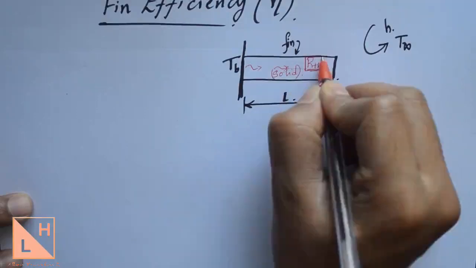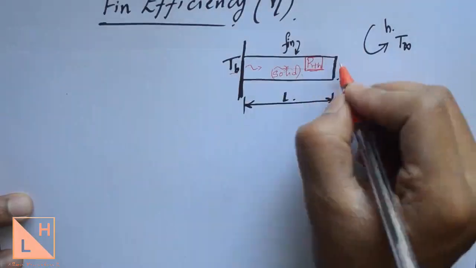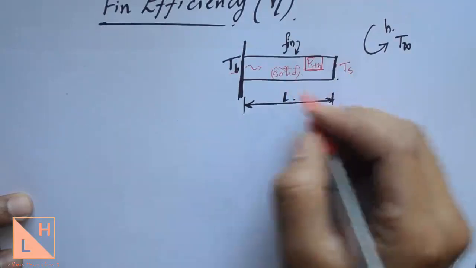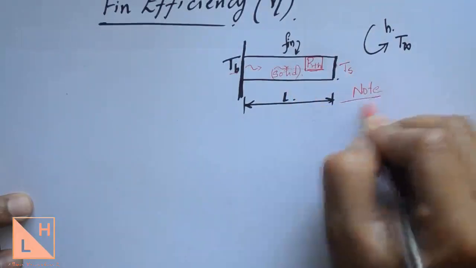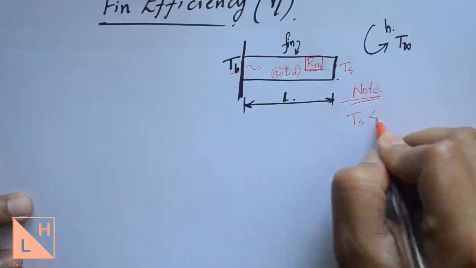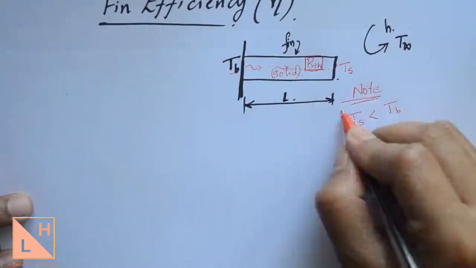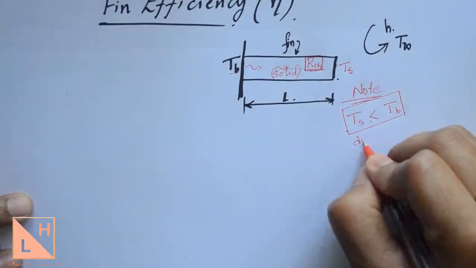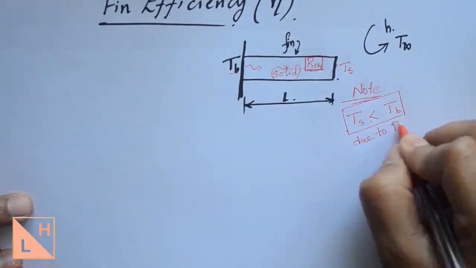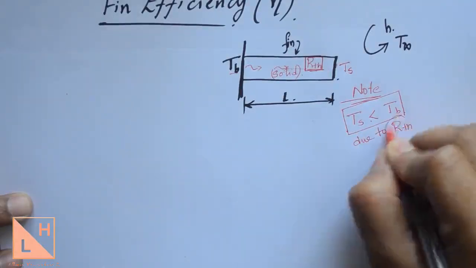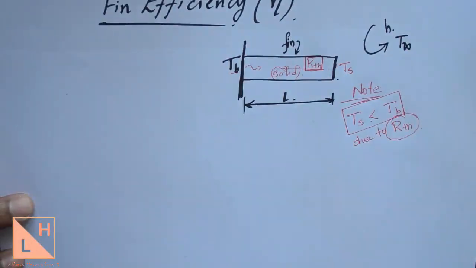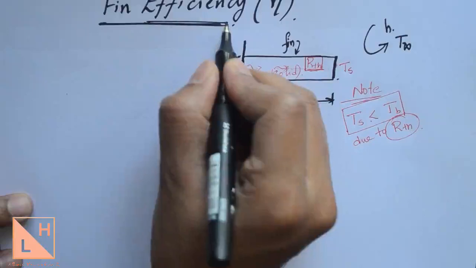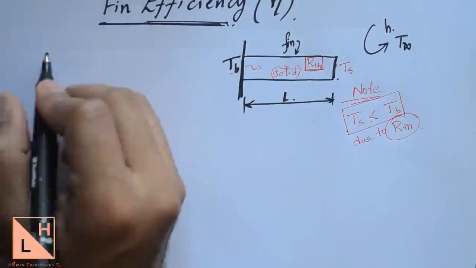Because of this thermal resistance offered by the solid material, the temperature will not be the same at the surface. The base temperature will be higher. By the time it reaches the surface, it will be Ts. Note that the Ts temperature will be less than the base temperature. This is due to the presence of thermal resistance. This is a practical scenario of what happens. Using this, how do we write the efficiency?